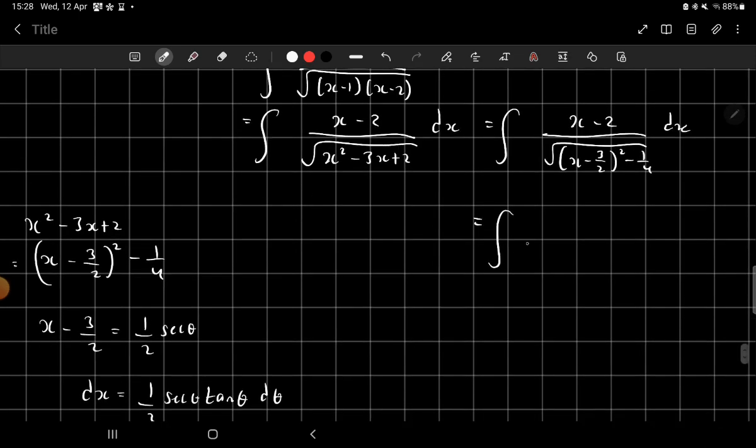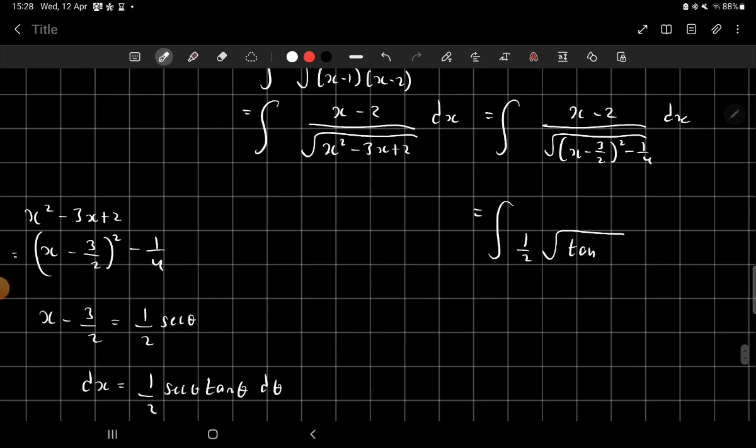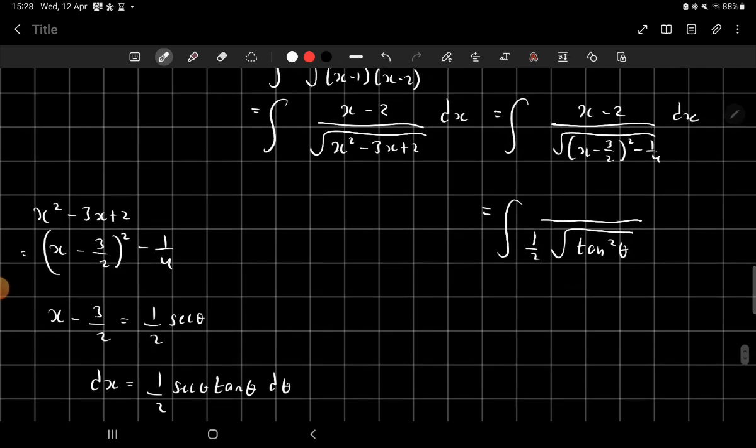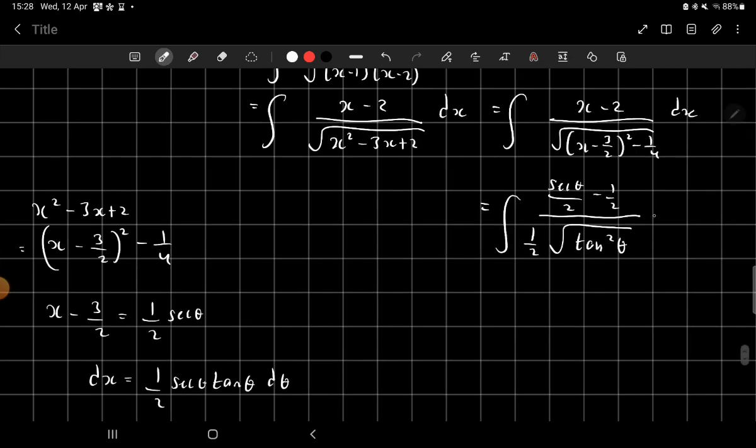Now, what we are going to do is simplify the denominator. So I could simplify as 1 over 2 square root. We know that secant squared theta minus 1, from the trigonometric identities, is equal to tangent squared theta. And then the numerator, well, x can be expressed as 1 over 2 secant theta plus 3 over 2. And I can simplify it further. 3 over 2 minus 2 would be, if I'm not mistaken, negative 1 over 2. And I'll be multiplying it with 1 over 2 secant theta tangent theta d theta.